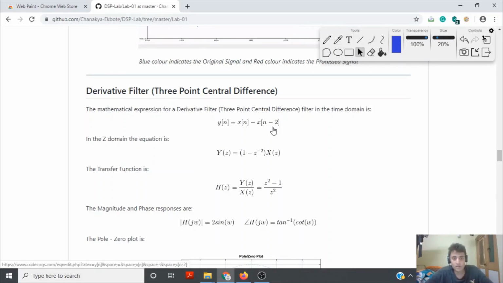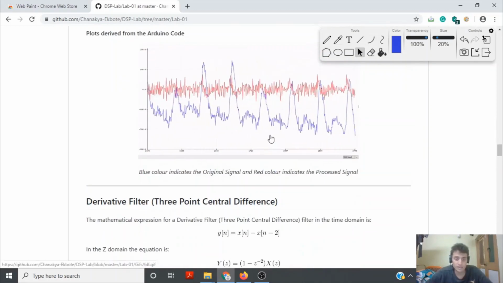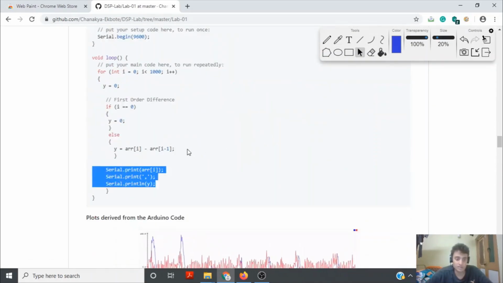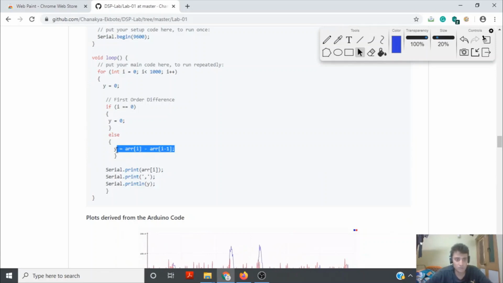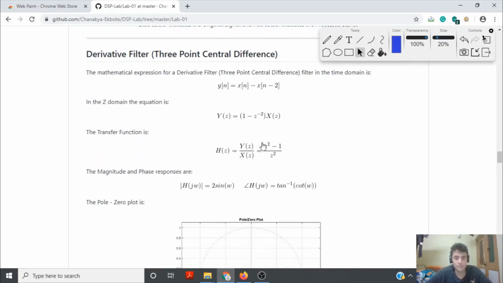A derivative filter 3-point central difference is a band pass filter, which is surprising since it's still a derivative filter. You would expect it to follow the same behavior as the derivative filter first order difference, right? You would expect it to follow behavior that is similar to this. However, this is a band pass filter, and we will understand an intuition of why it is a band pass filter as we move on.